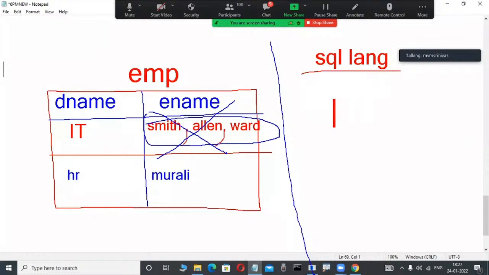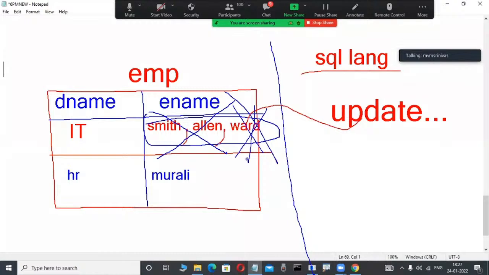What is the reason? Suppose in the SQL language, a non-procedural language, some commands are there: update, delete, select, insert. Suppose I use the update command in the SQL language. Through this update command, I try to modify only a single employee name from these multiple employees. Impossible. This update command is not working. Whenever multiple values separated with comma are there, modifying a single value from these multiple values through the update command is impossible. That is a problem.